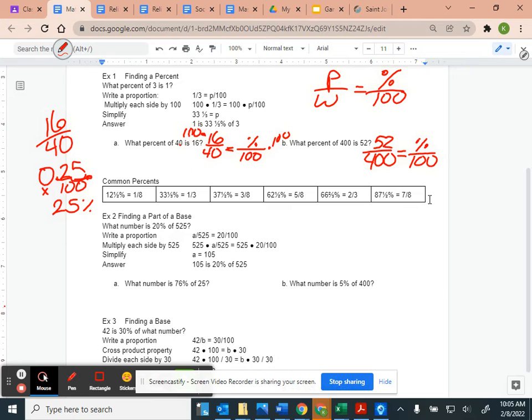That whole, that big number, how many do we have all together? We have 400 all together. We're going to put 52 on top because we only have 52 of that 400. So 52 goes on top. That's the part. 400 goes on the bottom with the whole. We're looking for that percentage. So to get that 100 off of the bottom, multiply each side by 100.